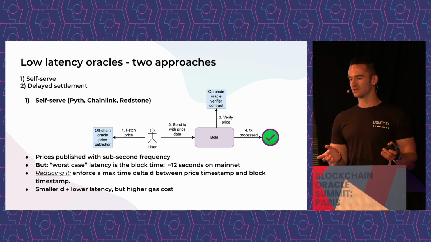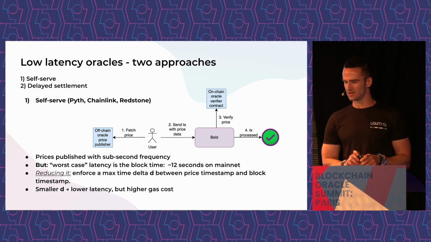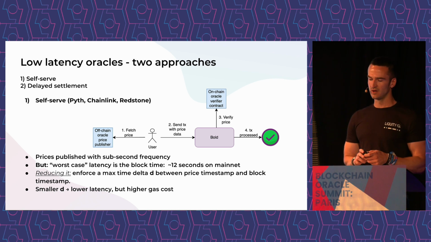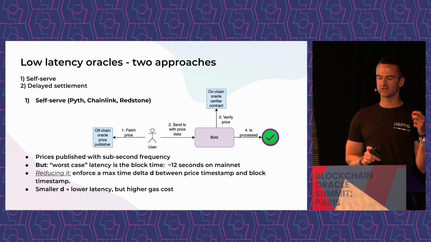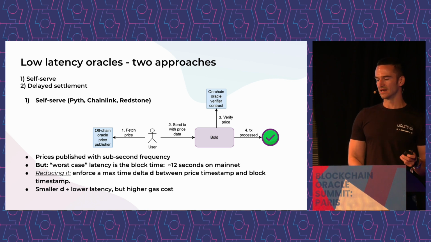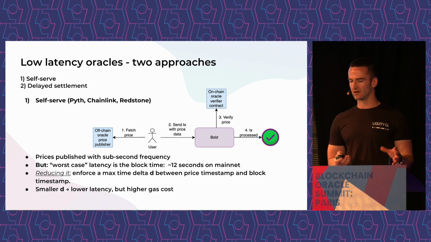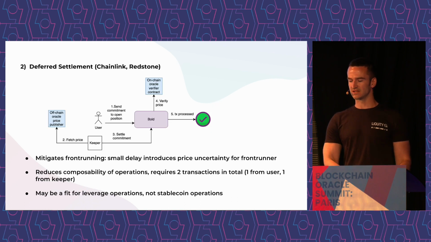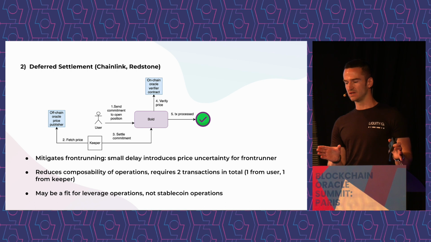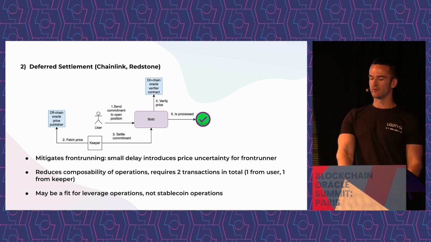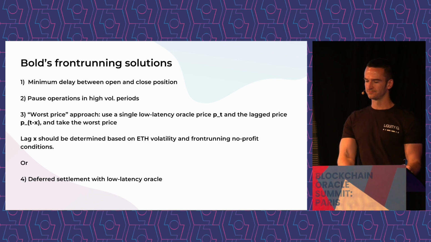Then there's low latency oracles. I won't go into the architecture of these. I think other people will cover them later probably. But there's two main approaches. There's self-serve, where the user pulls the price, and delayed settlement, where a keeper pulls the price. The self-serve has relatively low latency. The delayed settlement approach actually completely mitigates front-running because it introduces a delay between the user committing to transact and the keeper actually finalizing it. But the downside is it reduces composability because you need two transactions there.